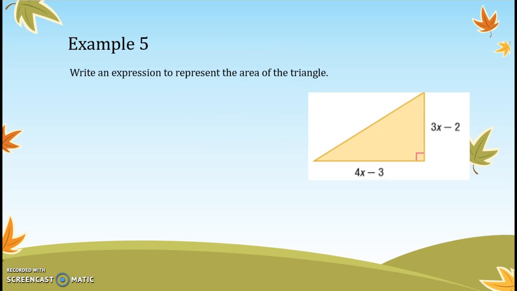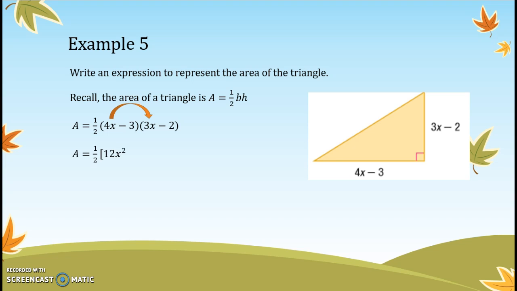Write an expression to represent the area of the triangle. So I have a base of 4x minus 3 and a height of 3x minus 2. Recall that the area of a triangle is found by taking half times base times height. So our area is going to be equal to half times our base of 4x minus 3 times our height of 3x minus 2. Now we can distribute.